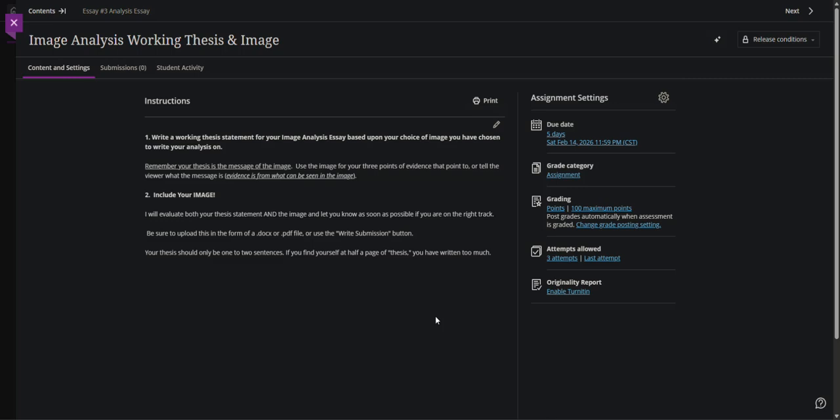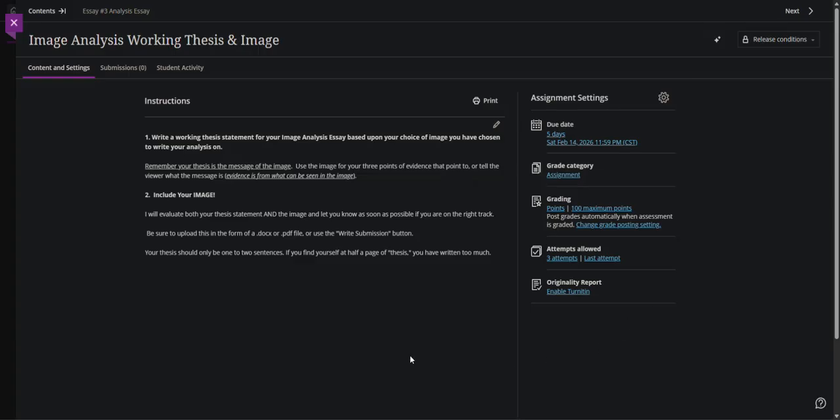So it's really not that big a deal because it's a working thesis. You can change it as you maybe do some research, but I do want to see a preliminary working thesis here so that I can make sure you're on the right track for writing your paper. And I also want you to include your image so I can make sure that it's an image that you can actually write a paper over.